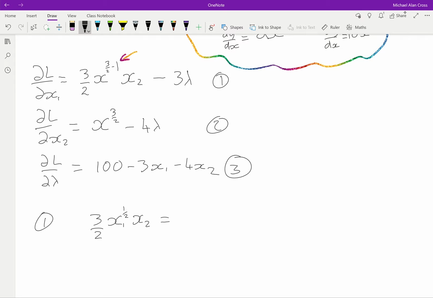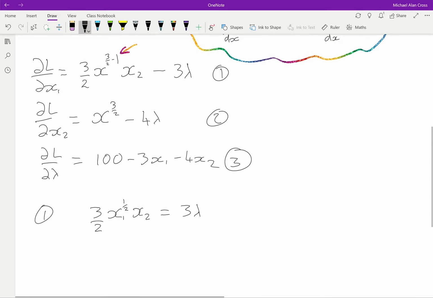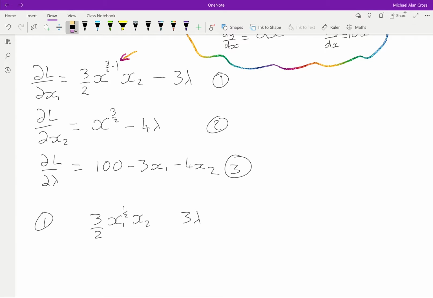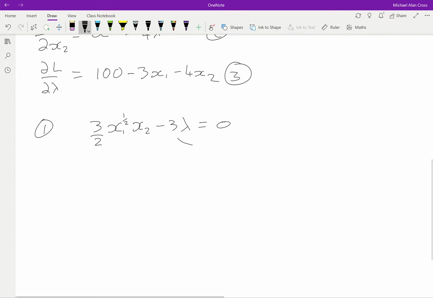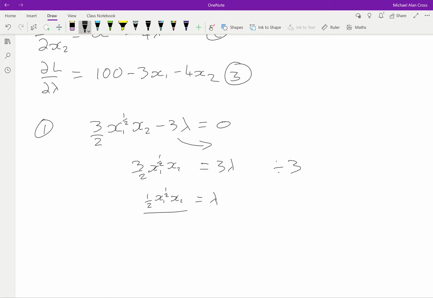And of course that now equals 3 lambda. If I move 3 lambda to the other side. Oh, how about I slow it down a bit? How about I write exactly what we've got there? Minus 3 lambda equals 0. That's what we're doing. So now I'm going to move this to the other side. Then I'm going to divide everything by 3, and I'm going to get half x1 to the half x2 equals lambda. So now I've got a little expression here for what lambda is equal to.